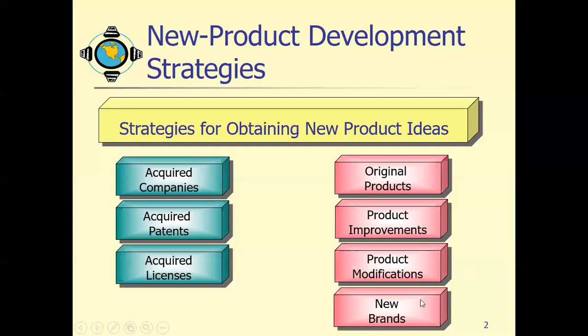And you can develop new brands, like in the case of soap of Unilever. Lifebuoy is one brand, Lux is another brand, Dove is another brand. So there are many brands in the same product category like soap. One is medicated soap, another one is beauty soap. These are two different products with two different marketing mixes. So you are getting new products in this way: you can develop an original product, go for improvement, go for modification, and introduce new brands.